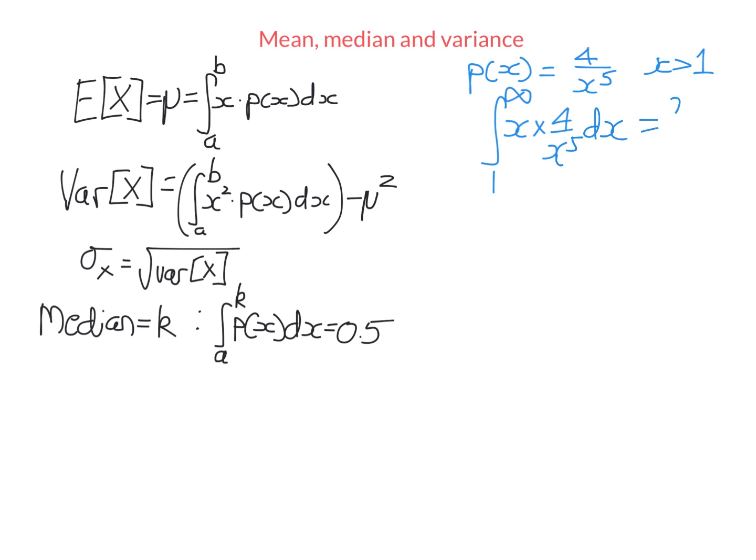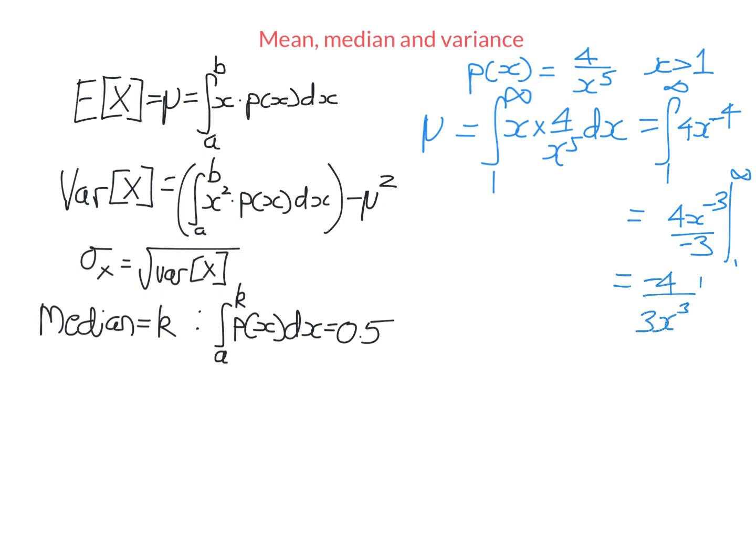So that's just the integral from 1 to infinity. See, x over x to the power of 5 is x to the power of minus 4. So when I'm integrating it, I'm just going to use the rule: increase the power by 1 and divide by the new power. So just making this a little easier to work with, we'll write it as negative 4 over 3x cubed from 1 to infinity.